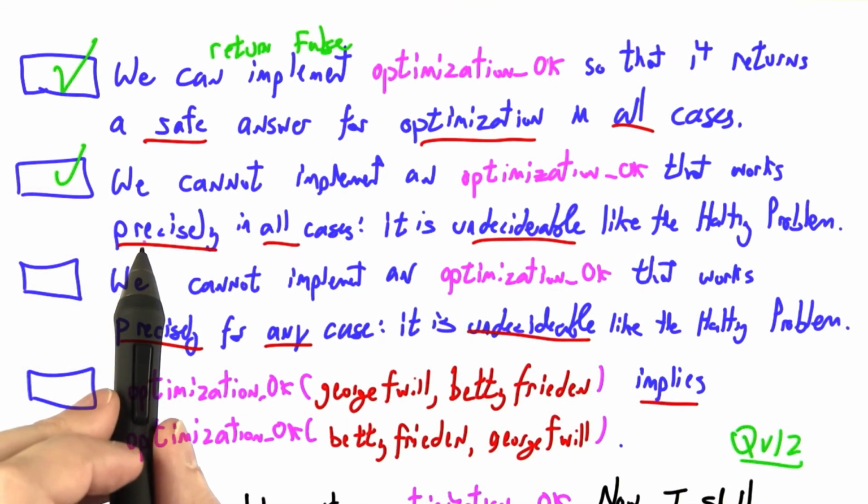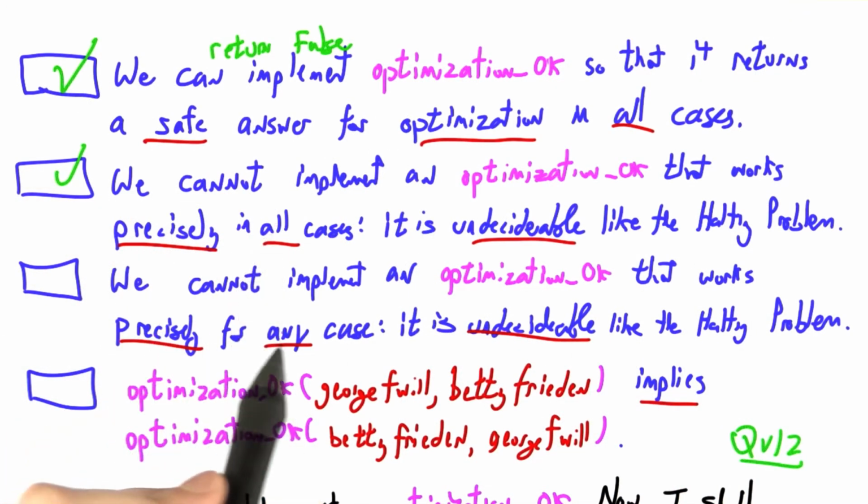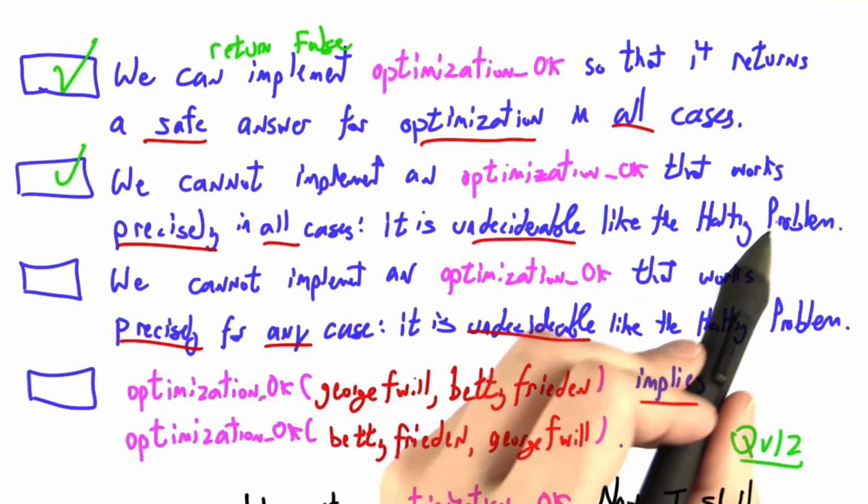We can solve it some of the time. We just can't solve it all of the time, because if we could solve it all of the time, it'd be just like the halting problem.